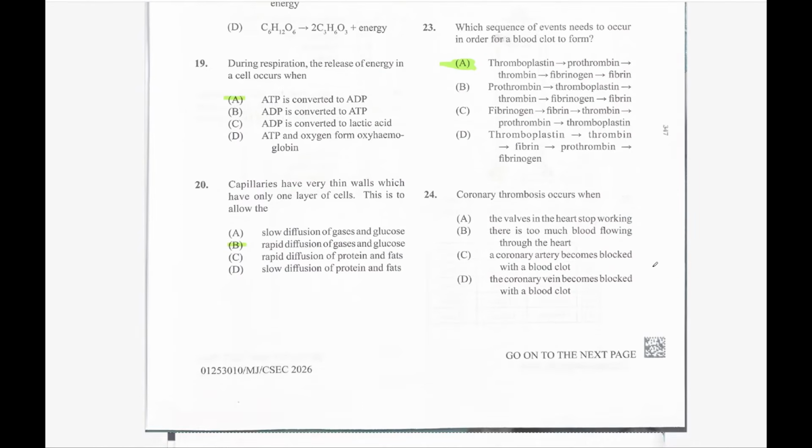Coronary thrombosis occurs when the coronary artery becomes blocked with blood clots. C is the answer for 24.